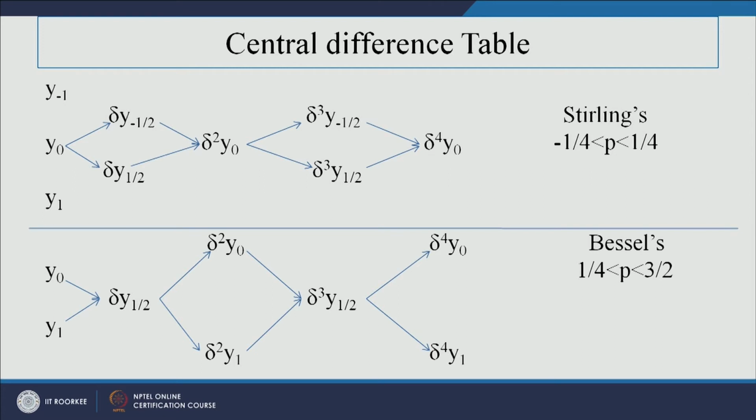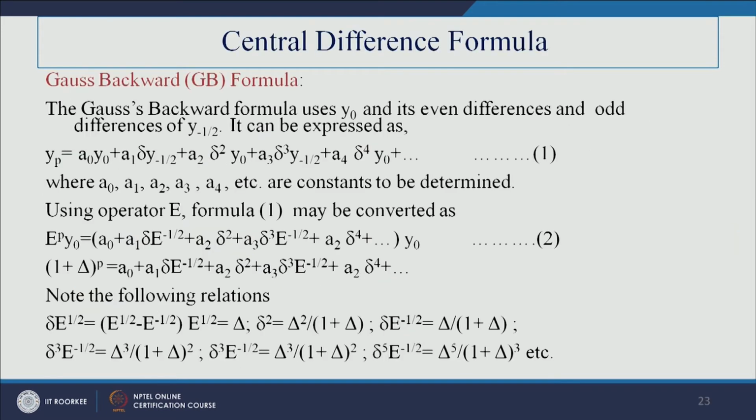And if we just take the average of the even differences, then we can obtain Bessel's formula, where the p value lies between minus 1 by 4 and 3 by 2. So now we will go for a complete derivation of this central difference formula.